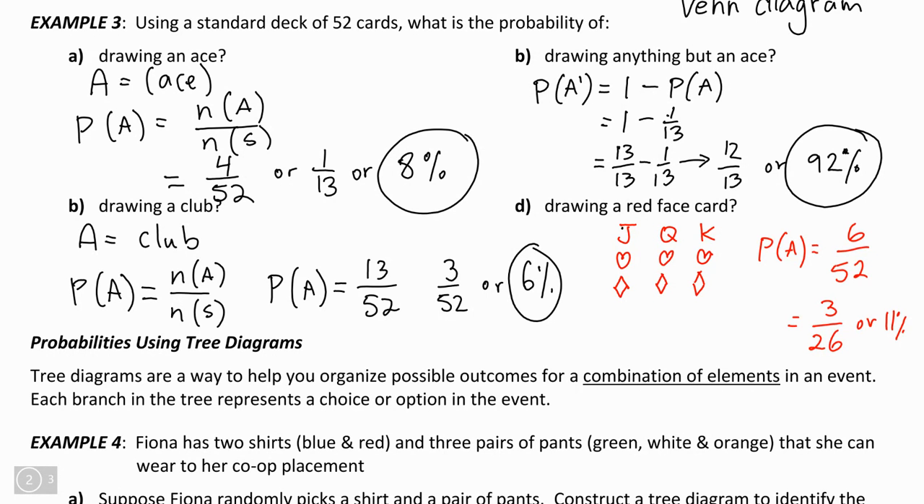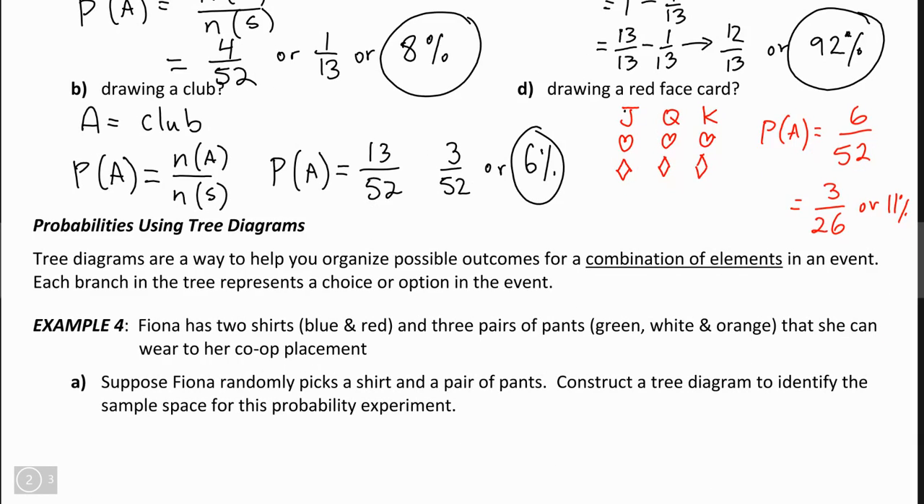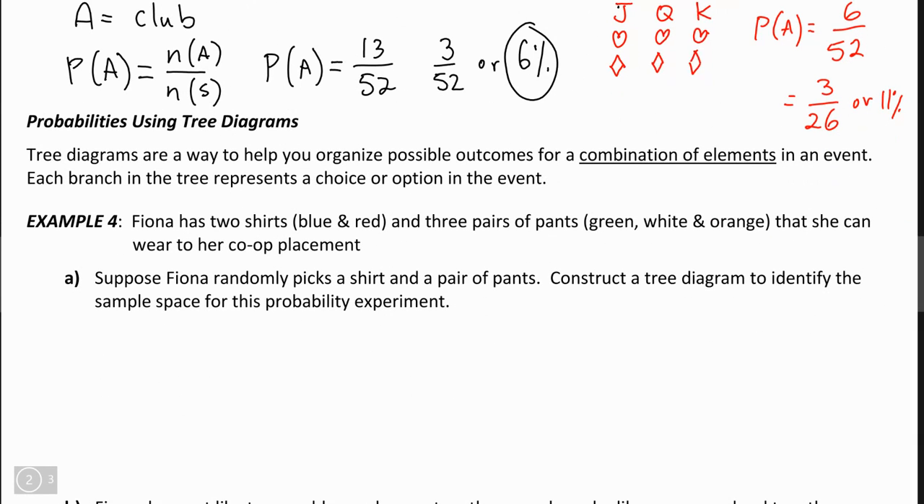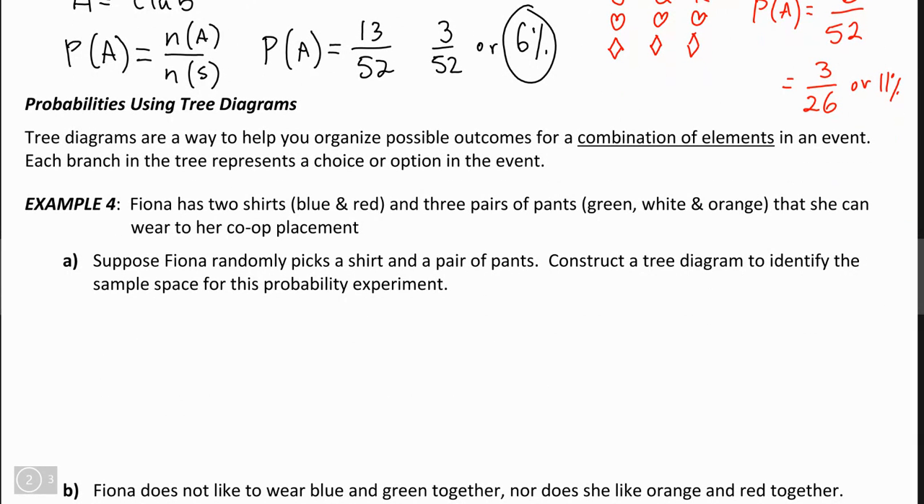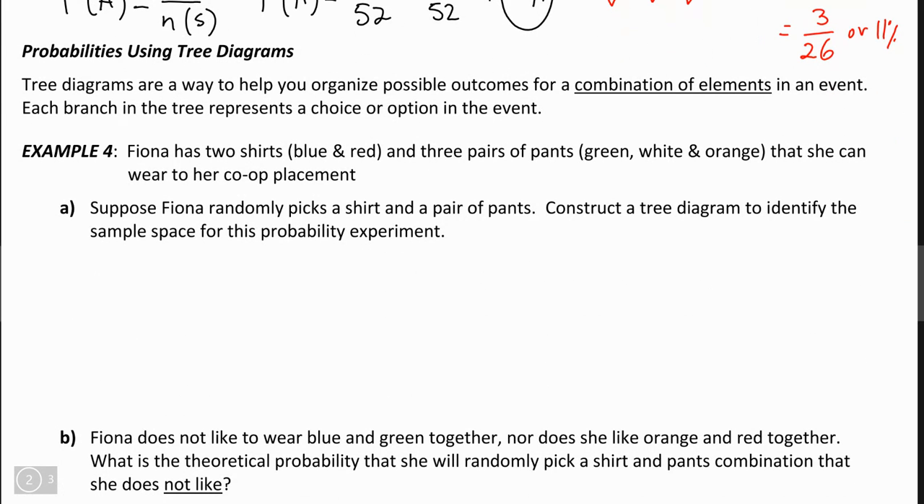Okay, so there's other ways you can do probabilities. You can use tree diagrams. So tree diagrams are a way to help you organize possible outcomes for a combination of elements in an event. So what happens if you have repeating events here, or each choices in your outcomes? So let's go through a couple of examples like this.